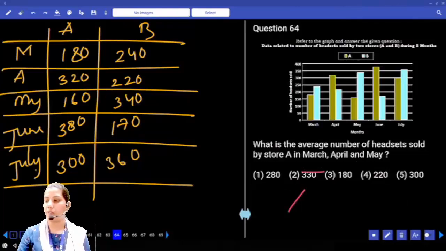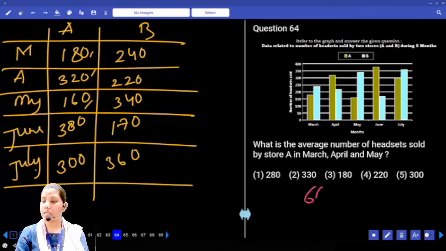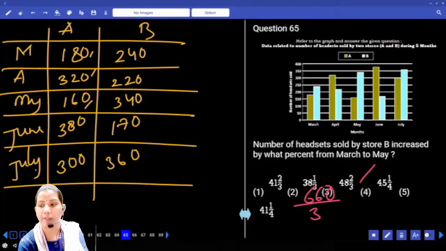Next question number 64. What is the average number of headsets sold by March, April and May? Sold by stores A. Only A information, March, April and May. What is 180 plus 320? 500. 500 plus 160? 660 is the sum divided by 3 means 220, fourth option. 220, fourth option. Next question number 65.